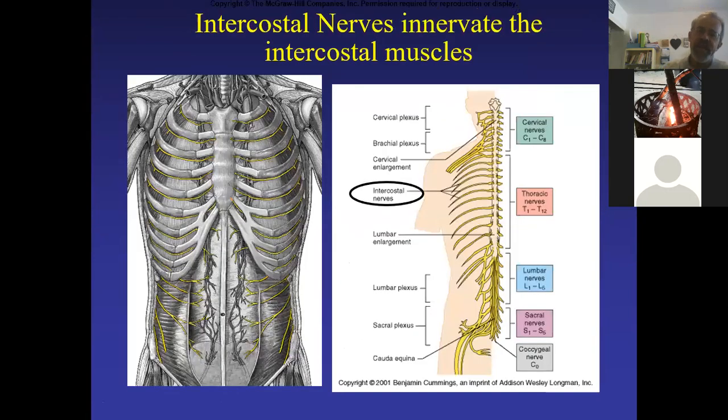All right. Intercostal nerves. This is another diagram showing the intercostal nerves coming off the spinal cord. And they're all innervating, as you can see, all these skeletal muscles, including the external intercostal muscles.